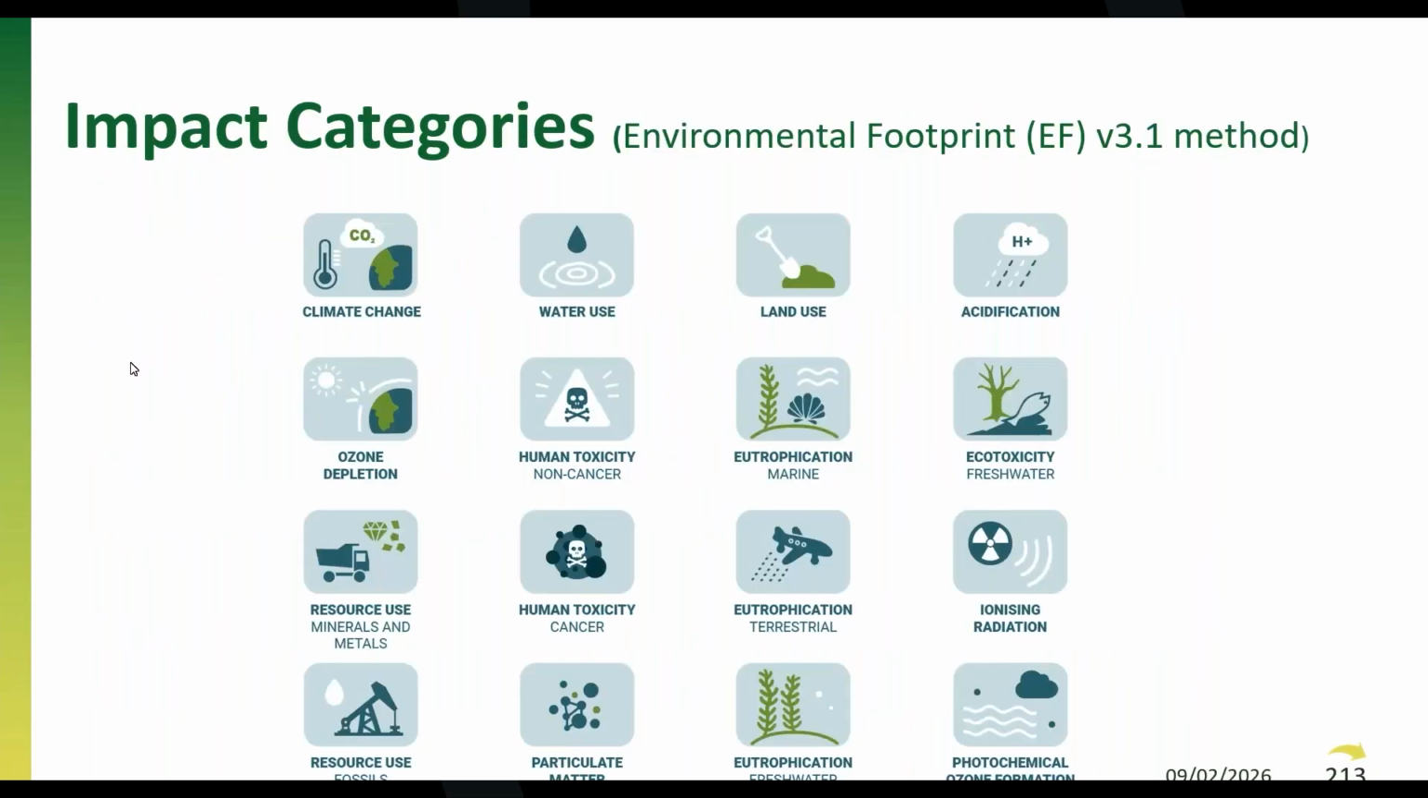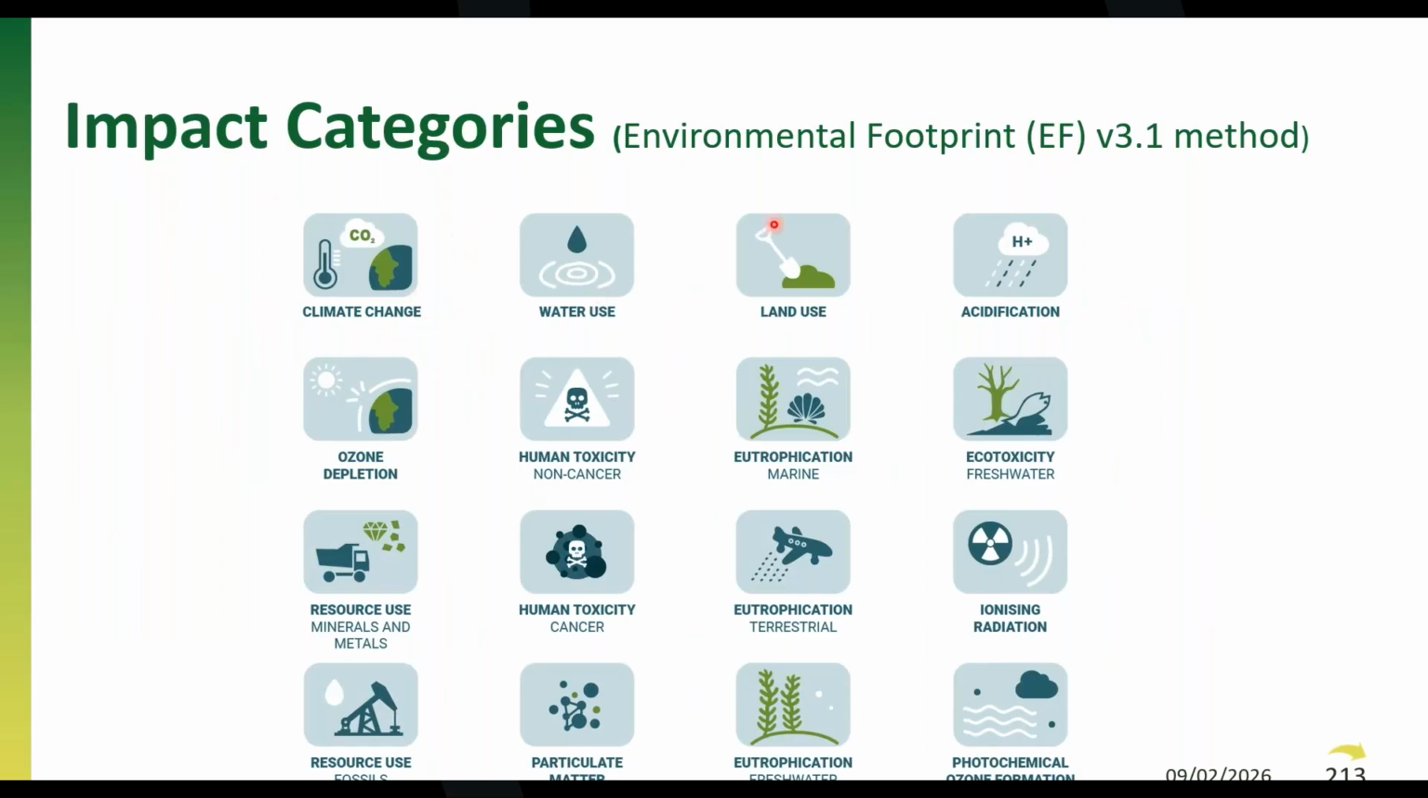And once we have our goal and scope, we looked at the impact categories. So we're working in Europe, with a methodology called Environmental Footprint (EF), at version 3.1 at the moment. That methodology goes through 16 impact categories, the best known of which would be climate change, which is expressed in kg CO2.